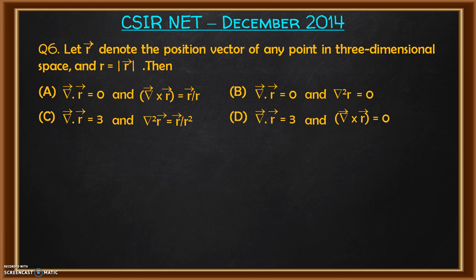So in this question, we are given a set of relationships based on the position vector when operated by a del operator. Primarily it considers del dot r, that is the divergence of r, del cross r, that is the curl of r, and del square r, that is the Laplacian of r.